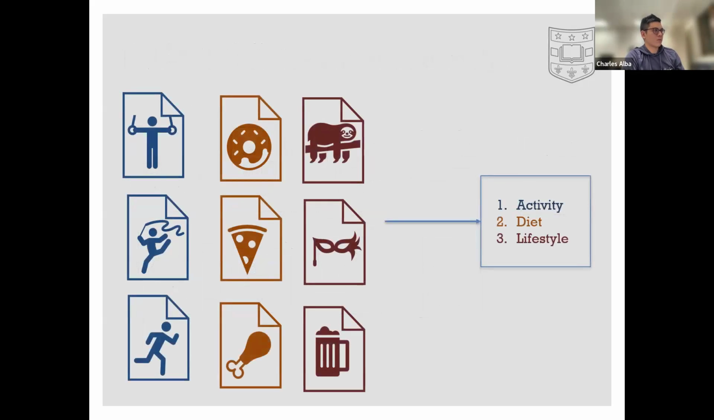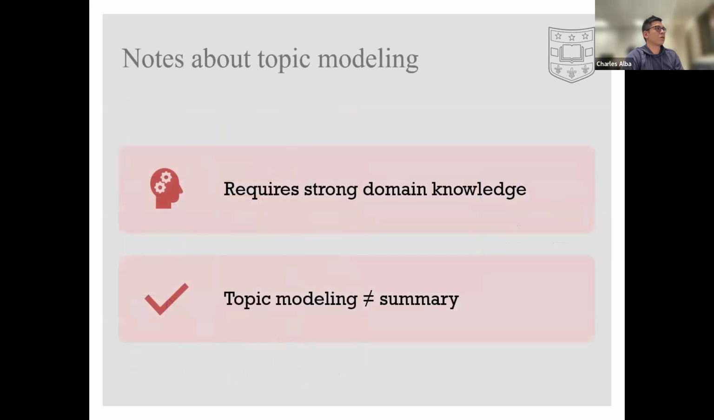You can sort it out into three topics. Number one is activity, number two is diets, and number three is your lifestyle. So that's an example of topic modeling, where you have all these text documents and you try to put them into concise topics. Of course, here I use 9, but ideally you should have hundreds or if not thousands or even more text documents when you try to do it.